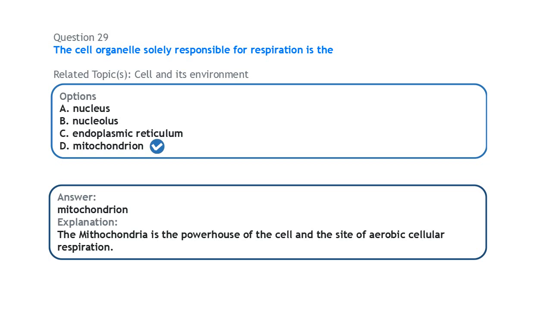If you look at the other options, the nucleus is that part of the cell that is like the control center of the cell. It contains genetic and hereditary material. The endoplasmic reticulum is also another organelle in the cell. It could be the rough endoplasmic reticulum, or it could be the smooth endoplasmic reticulum. But basically, the question, the cell organelle that is solely responsible for respiration, that is the mitochondria. It is responsible for aerobic cellular respiration.